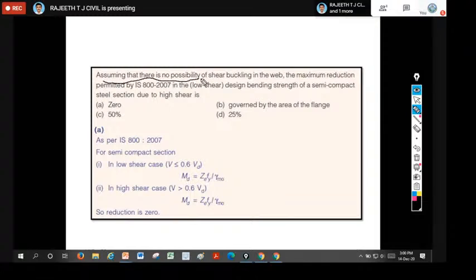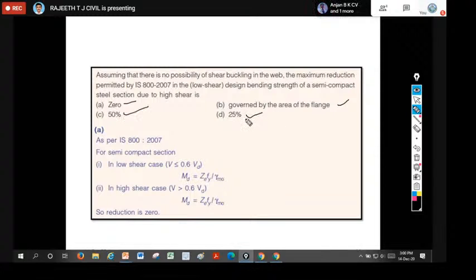Assuming there is no possibility of shear buckling of the web, the maximum reduction permitted in IS 800-2007 for the low shear case, design bending strength for a semi-compact section, due to high shear is: option A 0, option B governed by the area of the flange, option C 50%, option D 25%.